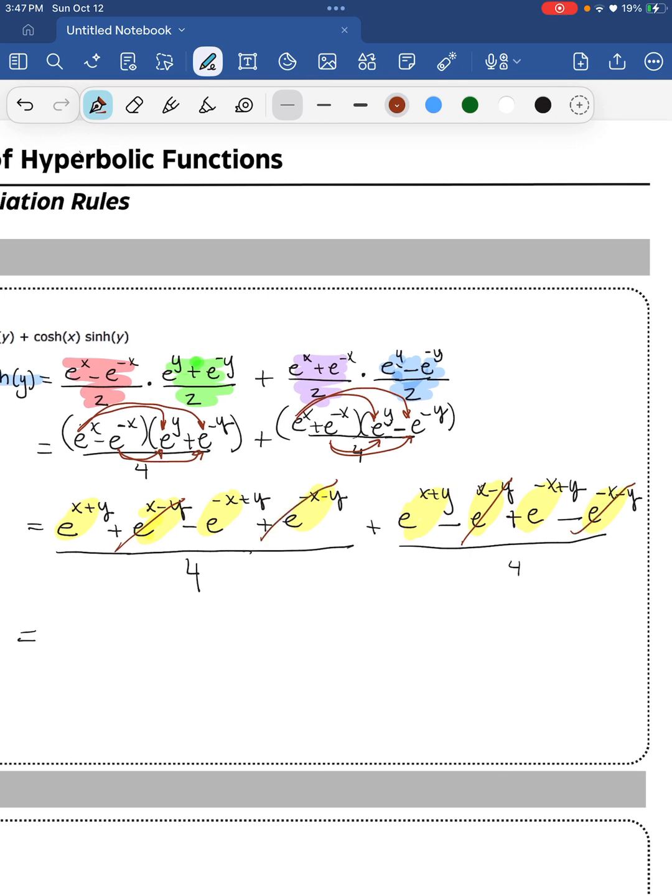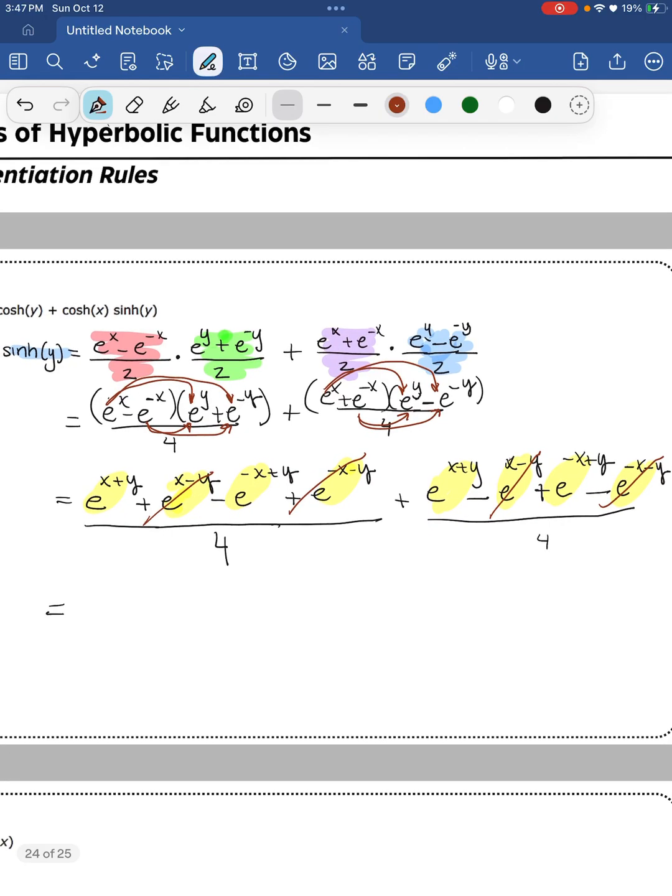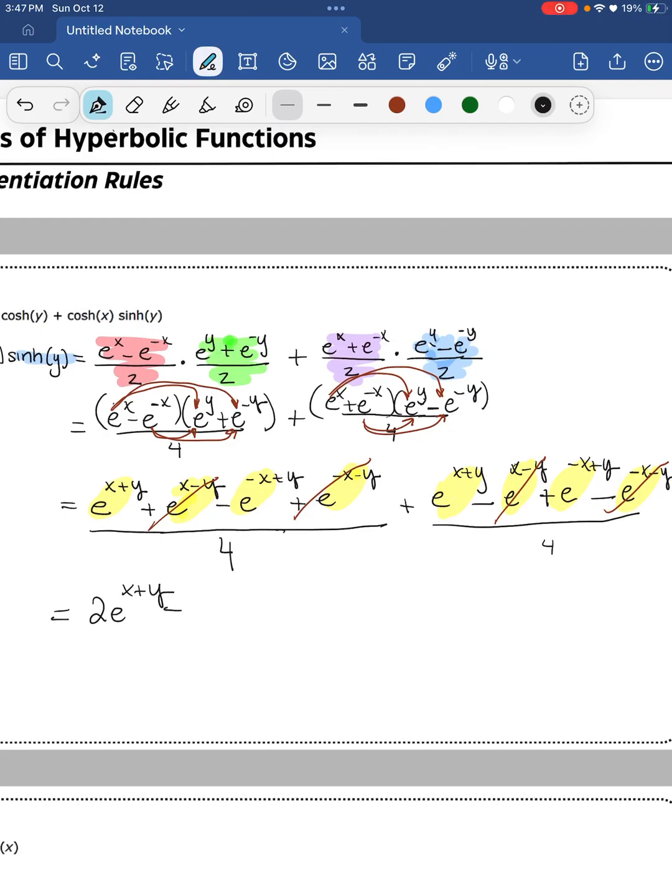Then we have plus cosh of x. Oh, I definitely forgot that these were y's, not x's. Right, because I definitely didn't write them here either. Okay, so we're just going to read this one more time.